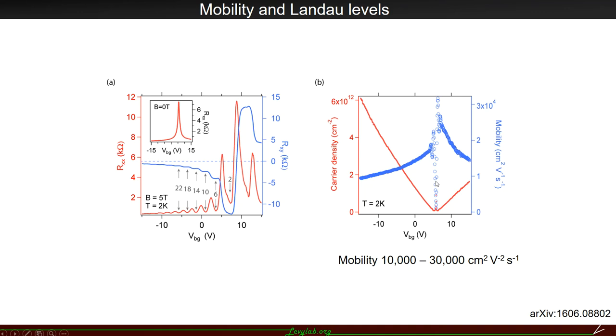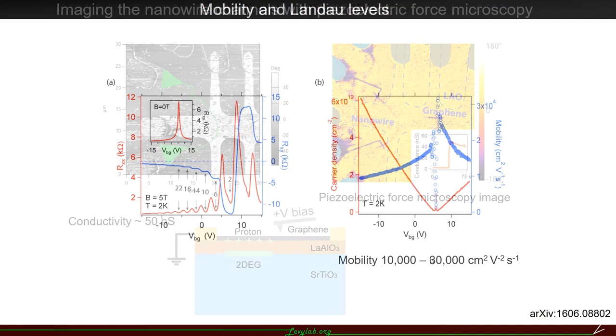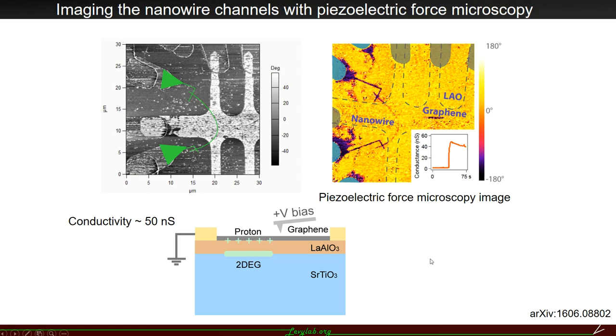So here is the transport data at 2 Kelvin. We can see clearly the quantized Landau levels. The mobility of the graphene is about 10,000 at 2 Kelvin.